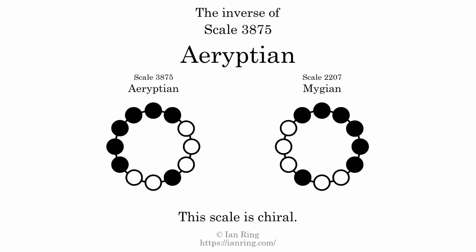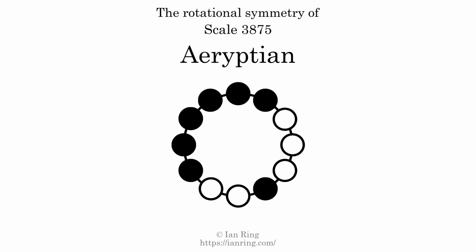The inverse of a scale is a mirror image. It is what you get when the sequence of intervals is reversed. The inverse of this scale is scale 2207, also known as Mygen. This scale is chiral. It cannot transform into its inverse by rotational transformation. This scale has no rotational symmetry.